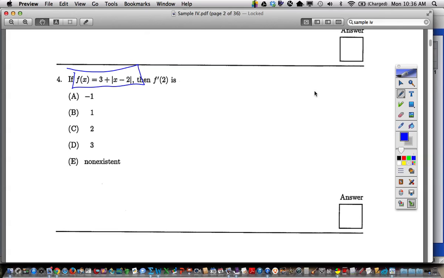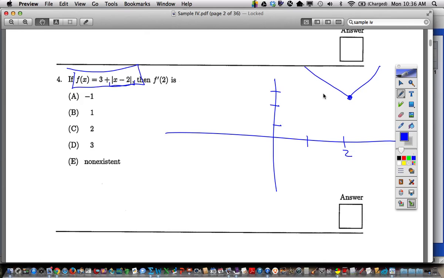You should take this problem and say, okay, oh yeah, I know this function. What is it? It's the V graph shifted 2 to the right and up 3. So 2 to the right and up 3, and it's a V. They want f prime of 2. That would be right there. What's the slope? Undefined, non-existent. There is no slope at 2. It's a sharp point. What if they would have asked for f prime of 3?